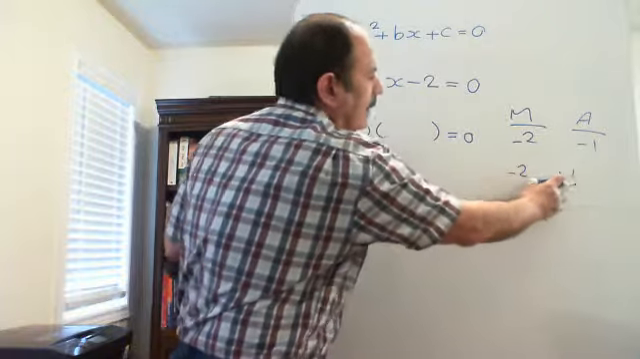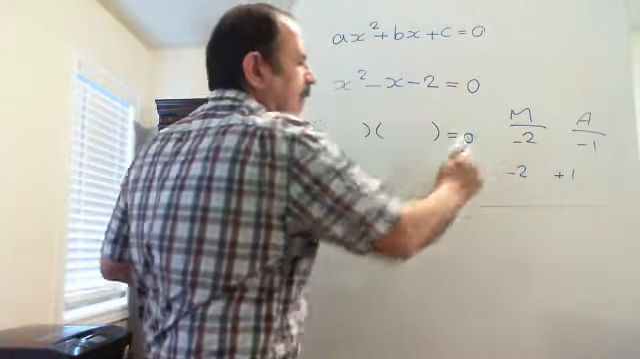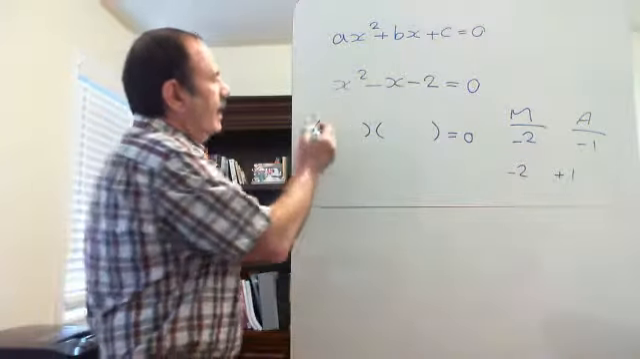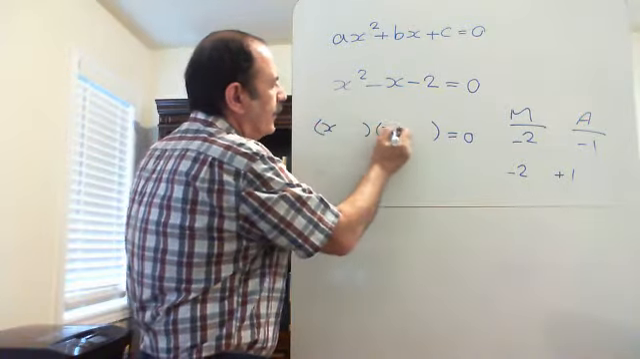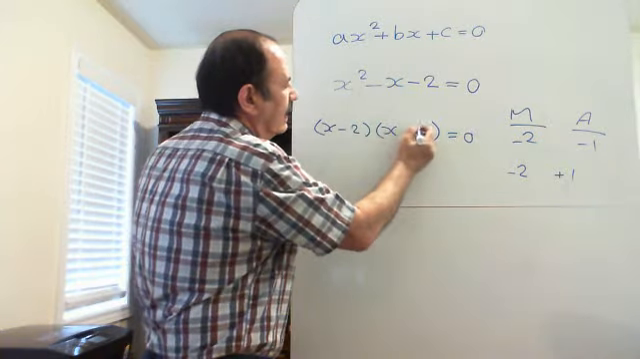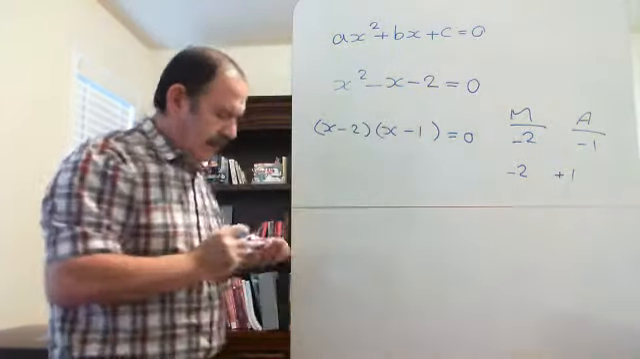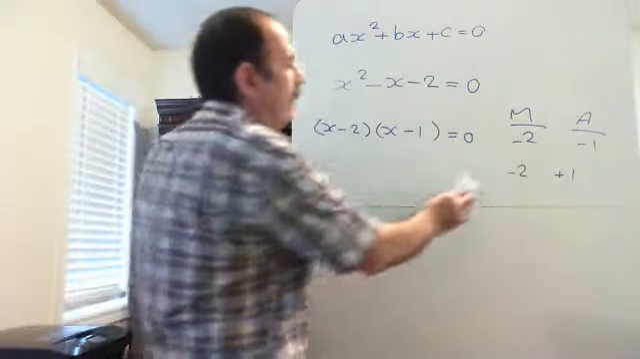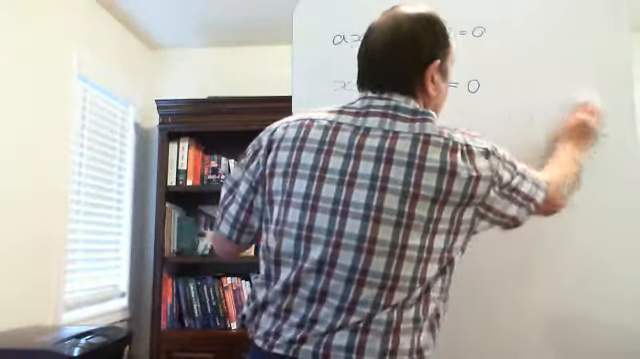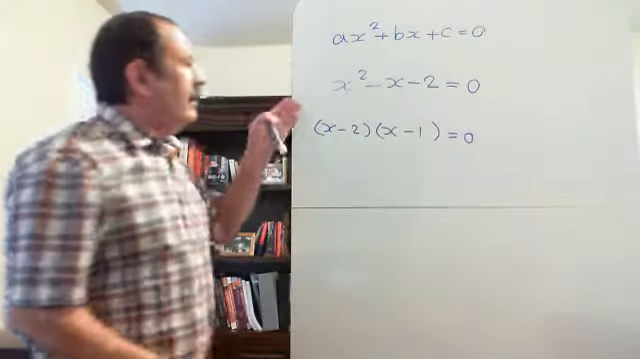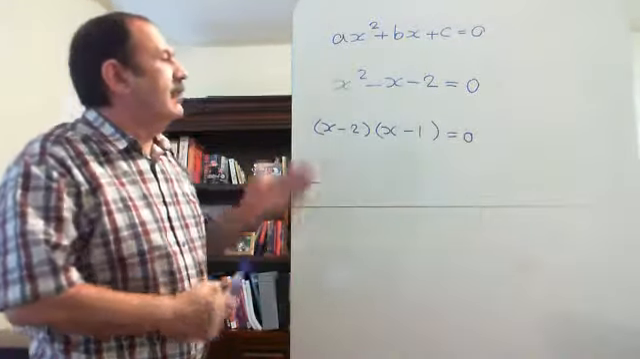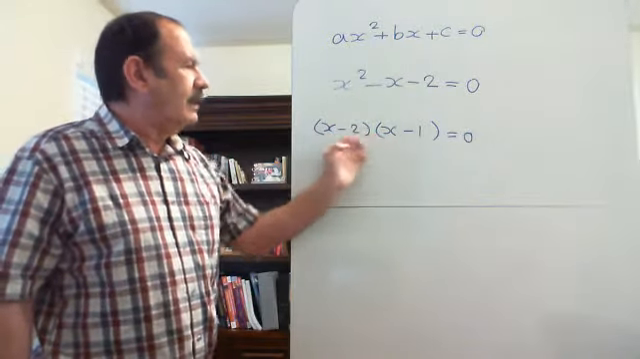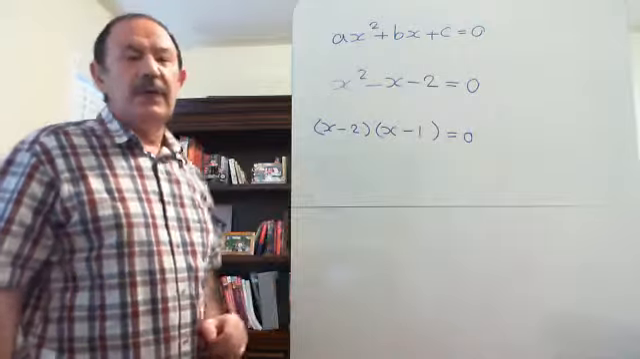If we multiply negative 2 by positive 1, it is negative 2, and negative 2 plus 1 is going to be negative 1. So x right here, and negative 2, negative 1. This is the factor of this equation. Instead of x squared minus x minus 2, I can write it as x minus 2 multiplied by x minus 1 equal to 0.